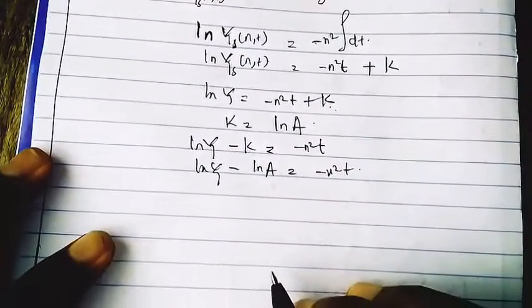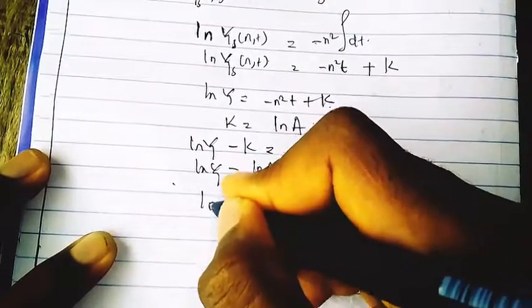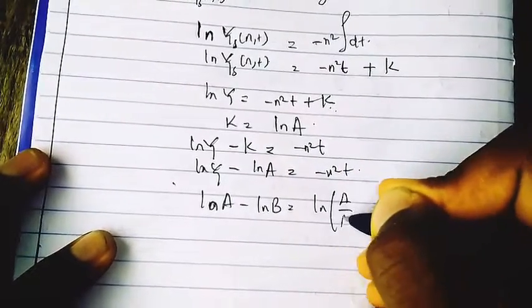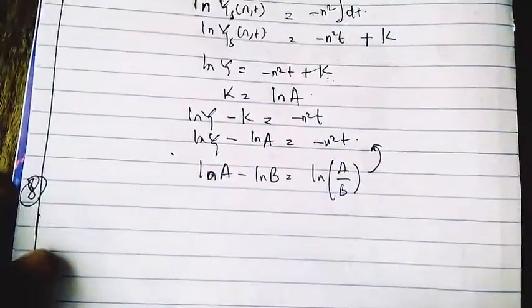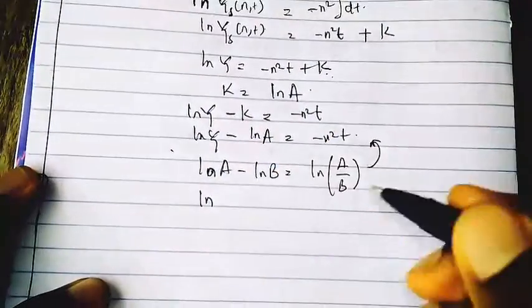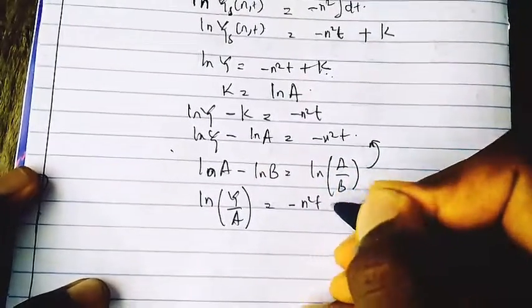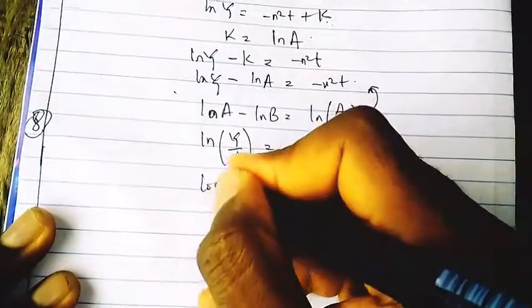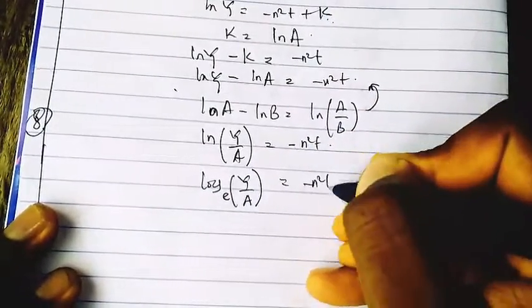Since I expressed k to be ln a, ln y minus ln a equals minus n squared t. Applying the rule of logarithm, you know that ln a minus ln b is equal to ln of a over b. So I'm going to apply it here. Let's call this step 8. So this is ln of y over a equals minus n squared t. We know that ln is the natural logarithm to the base e. So this is log to the base e of y over a equals minus n squared t.